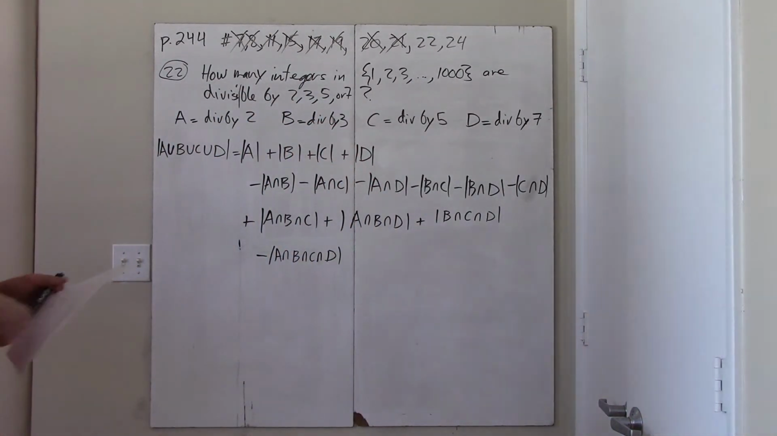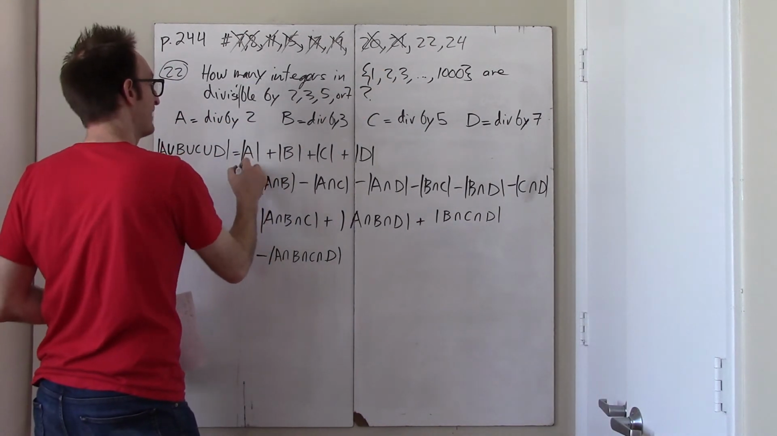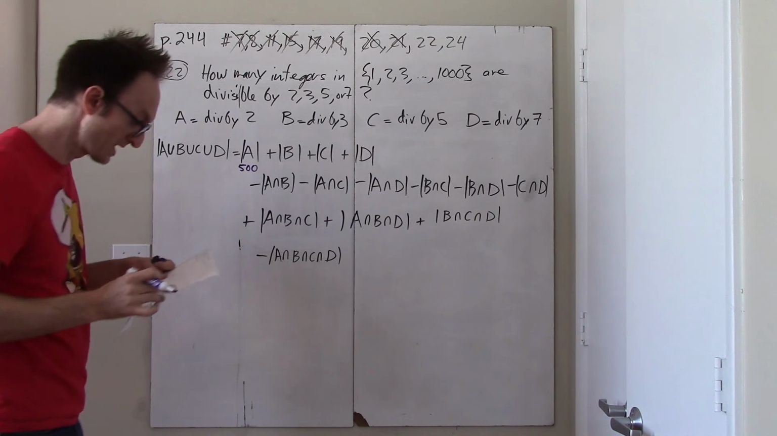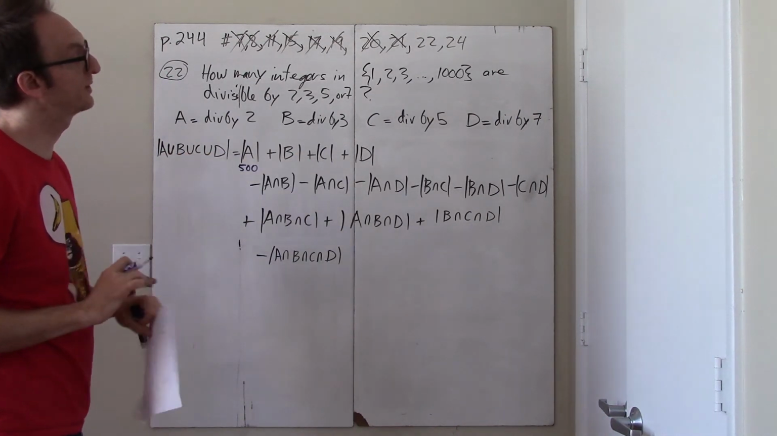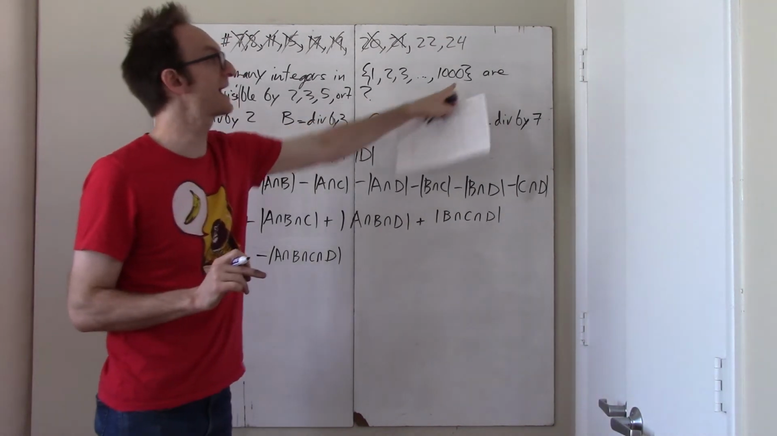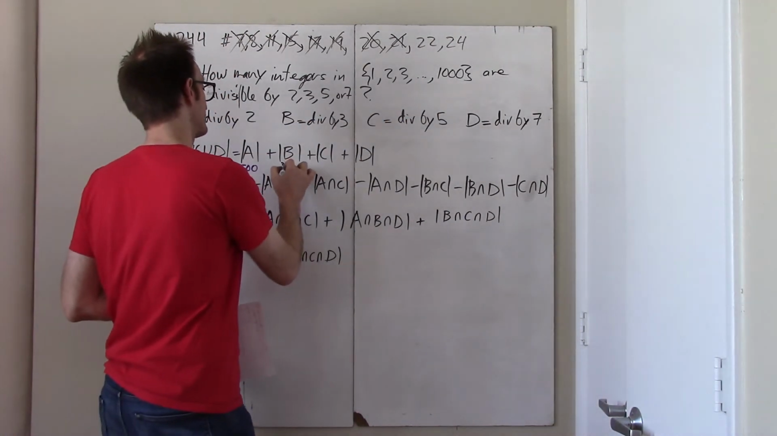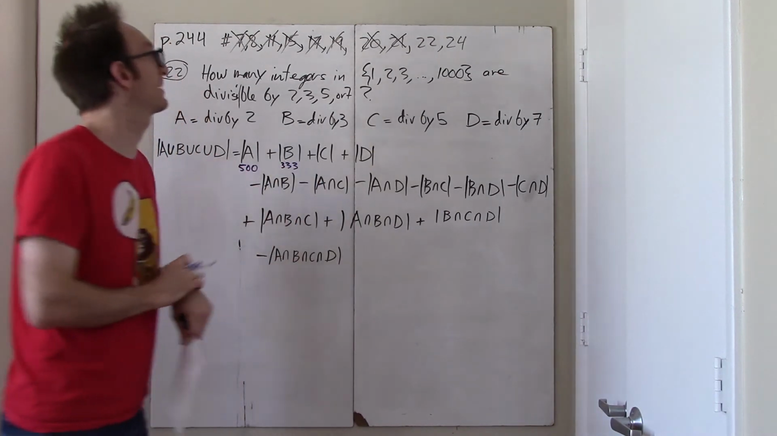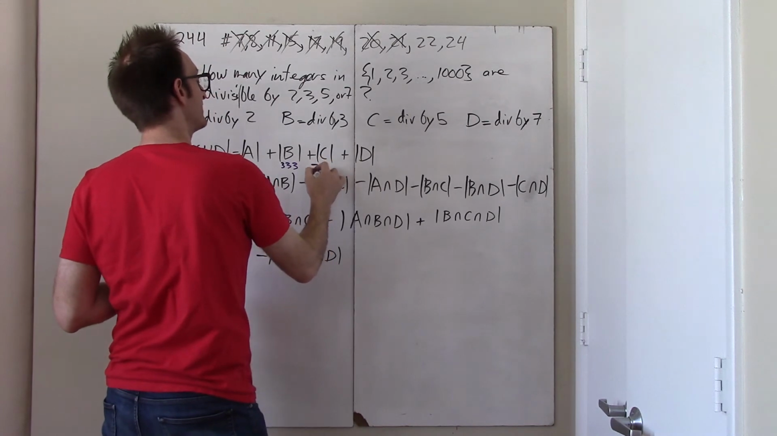How many numbers are divisible by 2 out of 1,000? Just 500 of them. Okay, that was easy. How many numbers are divisible by 3? Well, I think I'm pretty good with that, because 1,000 isn't, but 999 is. So it's going to be 999 divided by 3. So it's 333. How many numbers are divisible by 5? Well, 5 is a factor of 1,000, so I can just divide by 5 and I get 200.